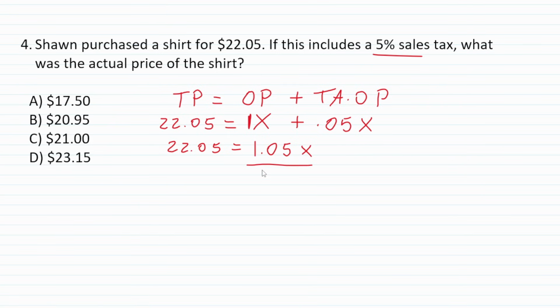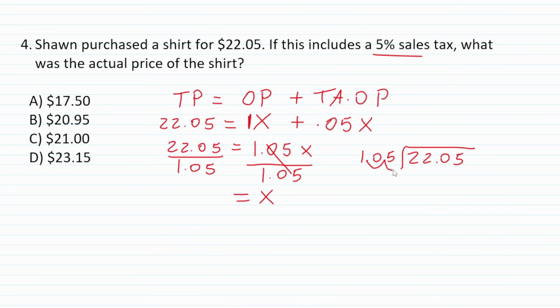To solve for the original price, which is what we're trying to figure out in this case, all we have to do is divide both sides by 1.05 right now, and that leaves us with x on this side. Here we have to do some long division if you can't do this one mentally. This says 22.05 divided by 1.05. When you do division where there's a decimal outside the division bracket, you have to move that decimal 2 times to clear it.